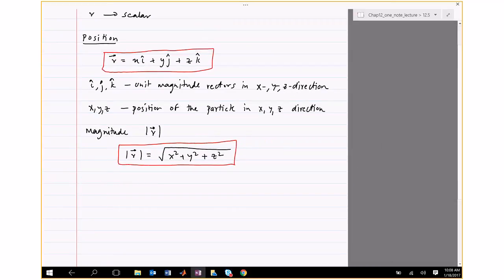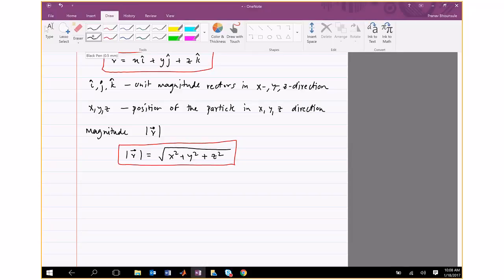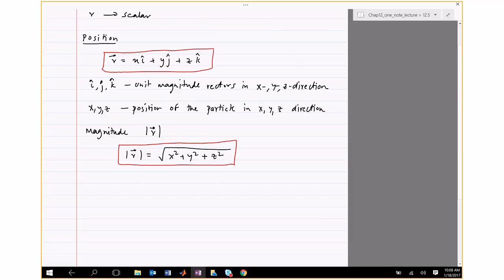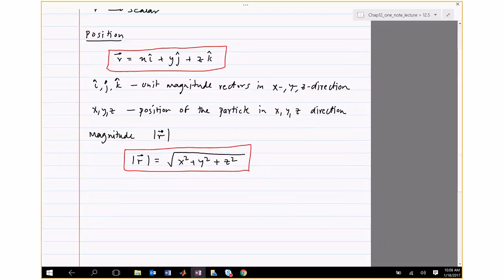Just a quick question. For the position vector, is that an R or an E? Oh, it's an R. How can I make it more clear? Perhaps. Yeah, we'll use V for velocity and not for position.